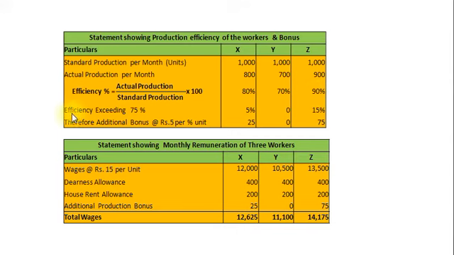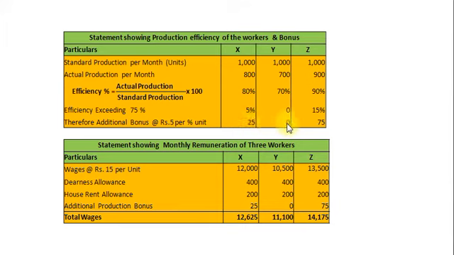Now we will work out efficiency above 75%. So it is in case of X 5%, that is 80 minus 75. In case of Y there is no exceeding efficiency, that is 0. In Z, 90 minus 75, that is 15, and our additional bonus is rupees 5 per percentage unit. So here it is 5 multiplied by 5, that is 25 rupees bonus.